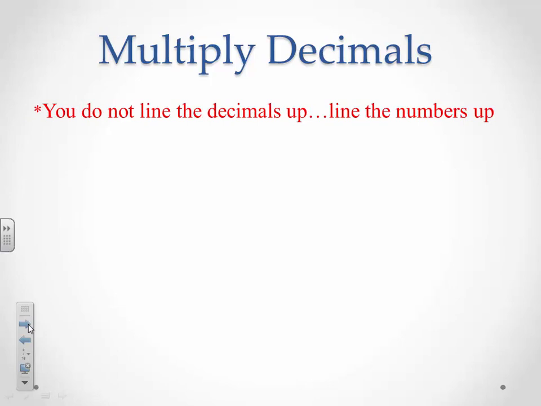Okay, when you're multiplying decimals, we're not lining them up. You line them up by their decimals when you're adding and subtracting. Now we're multiplying them. So you just line the numbers up. So that means you put the number with the most digits on the top. Doesn't have to be the biggest, it has the most digits.